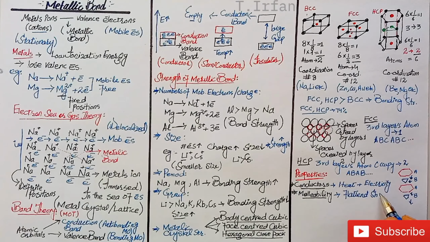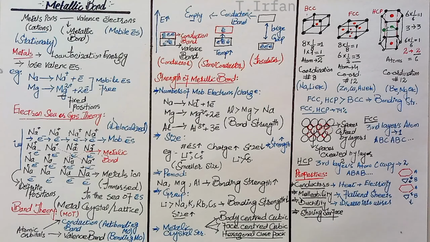Metals have a shining surface when we cut the metals. This is because these are the mobile electrons in the metallic structure which absorb the light or the sunlight and are being excited. And when the excited electrons come back, they release energy in the form of light. In this way, they have a shining surface.